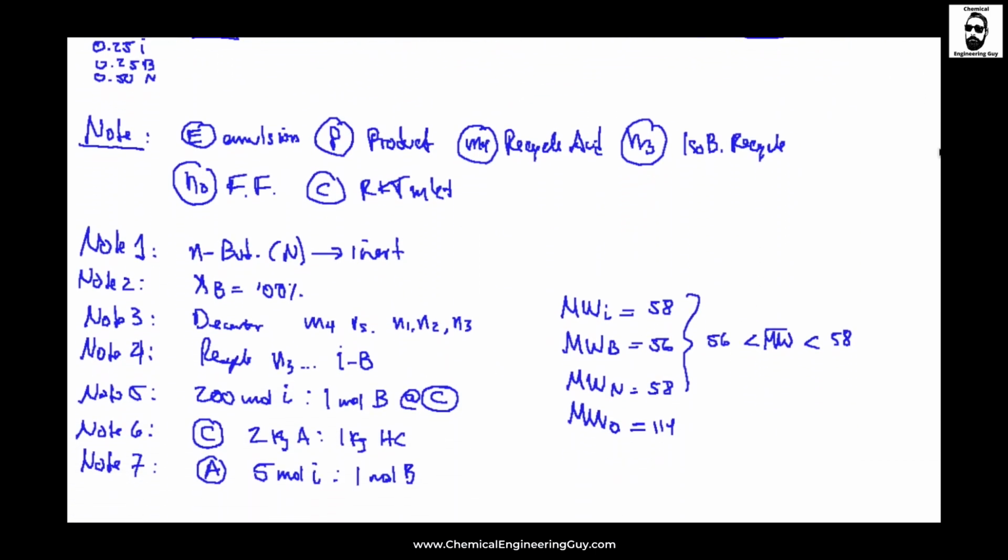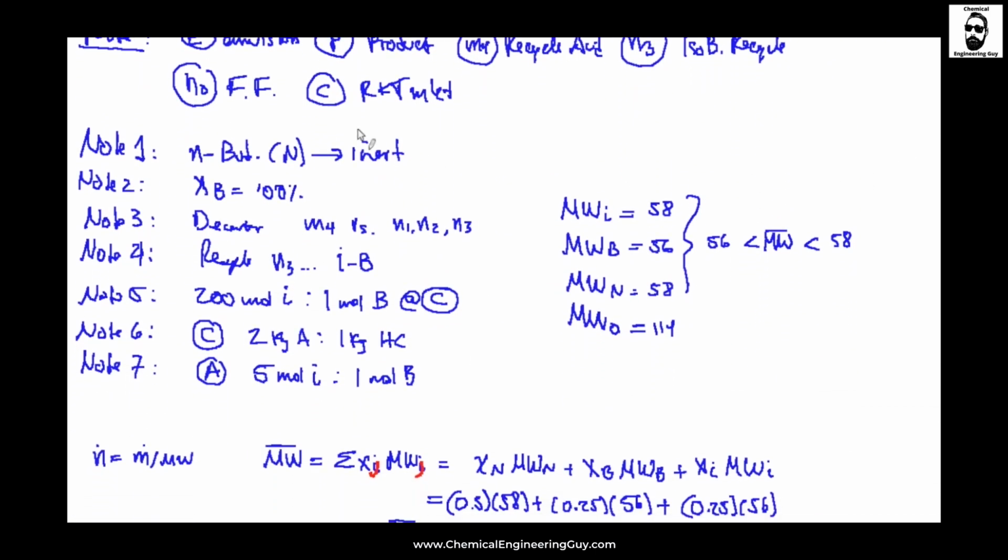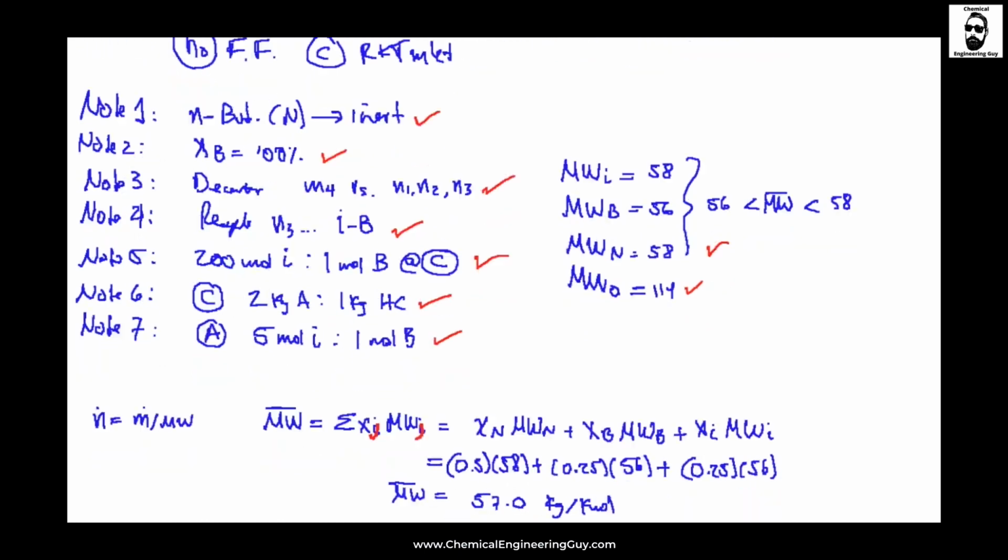So what else do we have here? Very important to write all the notes. We use every note, yes. This one of inert, well, we didn't actually use it, but it was good to know that it was an inert. And the separation of acid, completely acid, we use it. All these molecular weights, we use it, even the octane one. The recycle rates, yes, we use it. 200 to 1, we use it. 2 kilograms per kilogram, we use it. And essentially we did everything.